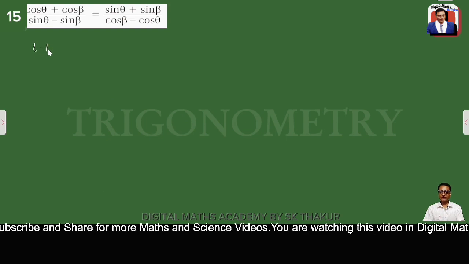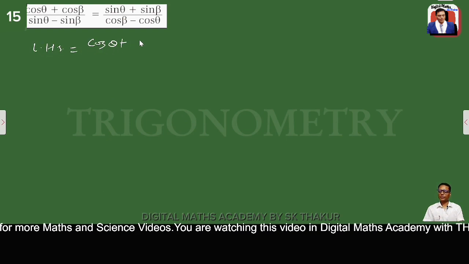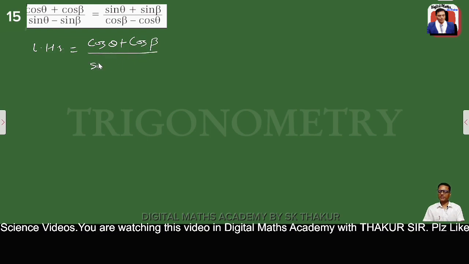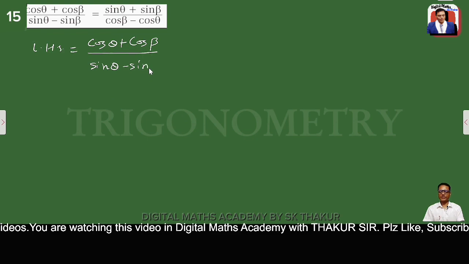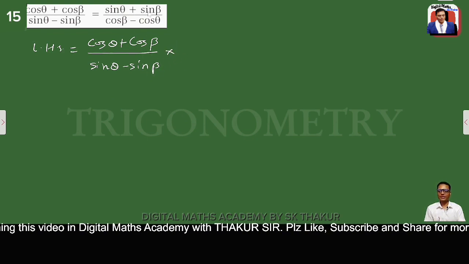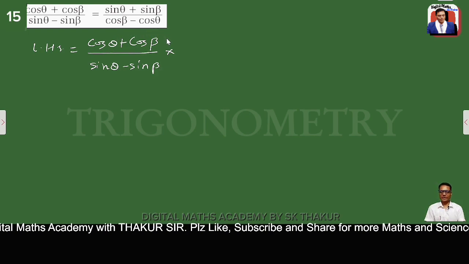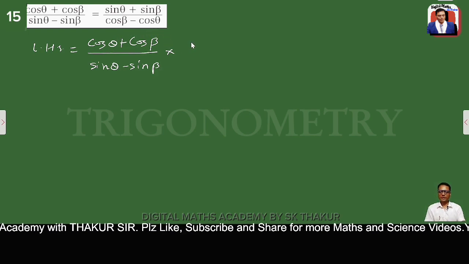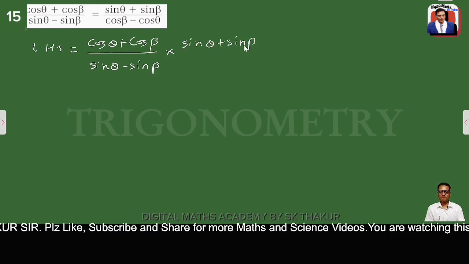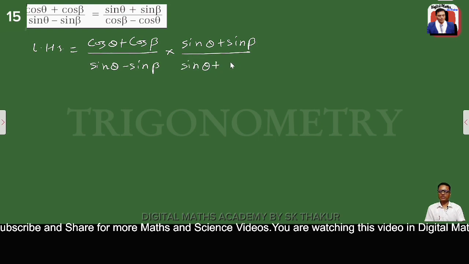We can choose left hand side or right hand side, it doesn't matter, both are equal. So let's choose the left hand side, which is (cosθ + cosβ) over (sinθ − sinβ). We multiply up and down by either sinθ + sinβ or cosβ − cosθ. We can multiply by any factor, so let's multiply up and down by sinθ + sinβ.